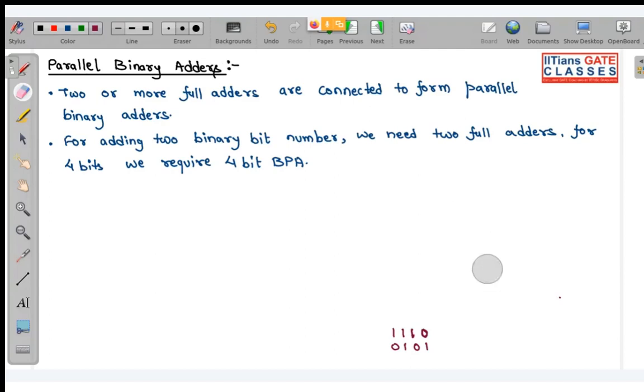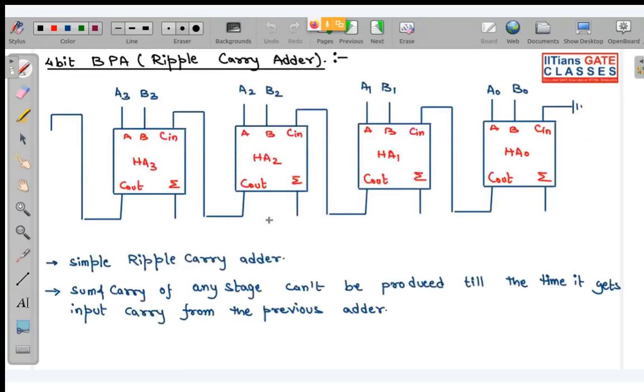Let me ask you one thing. A string of 4 binary numbers is known as what? Something like this. What is this known as? Computer science people will know. So this is known as a nibble. So basically we are going to add 2 nibbles over here. Let us see how we add.